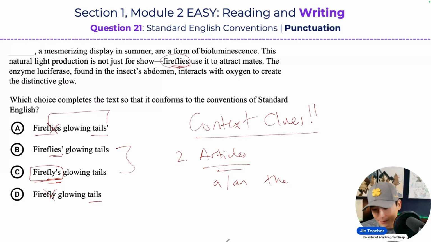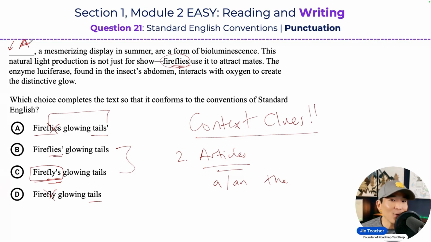And I'm tempted to explain the grammar rule why, but hopefully you guys just trust me on that. It's a nice little shortcut, or it's something you can kind of check for. Because notice in the passage, you guys, there is no article. There's no a or an or the before the possessive fireflies, right? So you know for sure that the singular possessive is going to be wrong, 100%. Okay, now on the other hand, what if the passage had the article before the possessive?